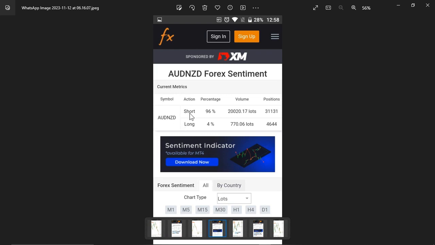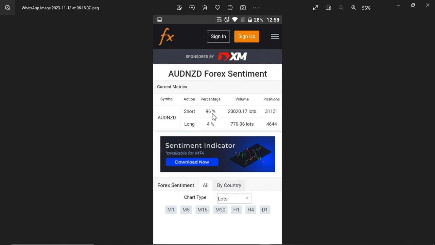So we had the number of short traders in terms of AUDNZD Forex sentiment: 96% were short and 4% were long. So what does that mean? That means that a lot of traders were selling AUDNZD at that point. So when I entered, this is when I had already entered my trade. I understood that the trade will not go into profit immediately, right? So that is the first thing.